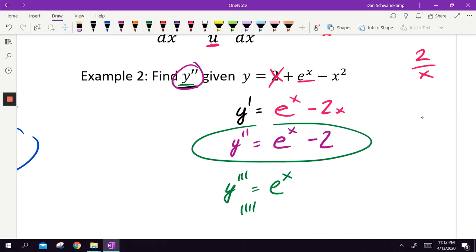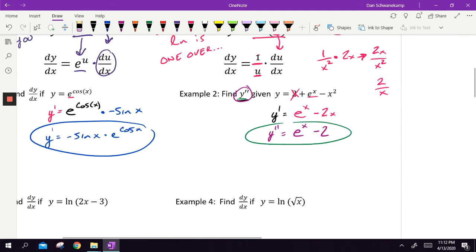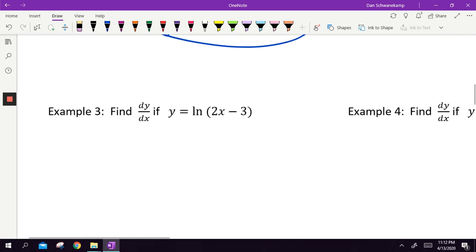Derivative of e is kind of weird. It's a weird concept that the derivative of e to the x is e to the x. But look at the graph and kind of understand it. It'll make a little bit of sense.